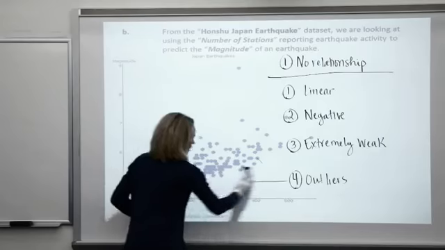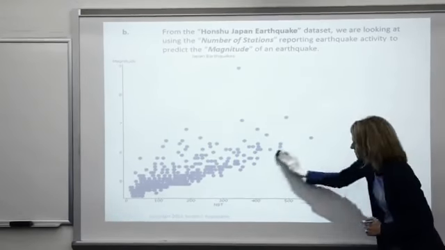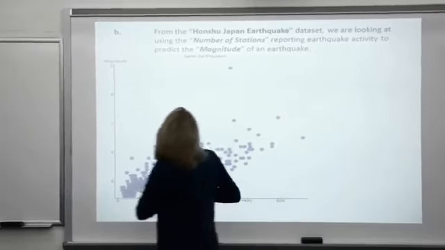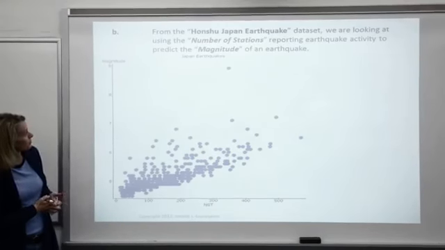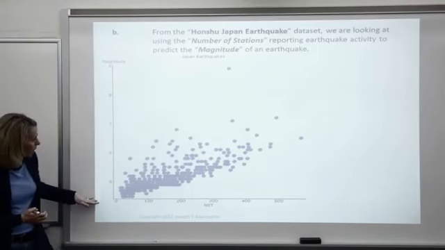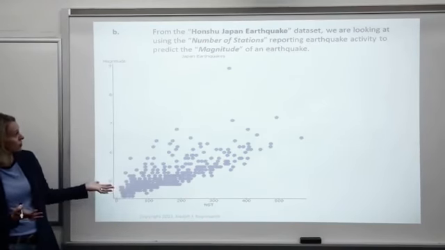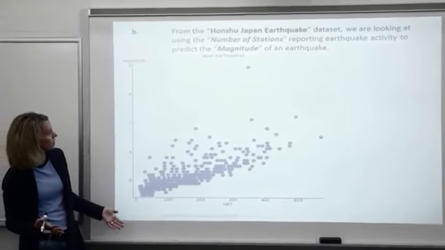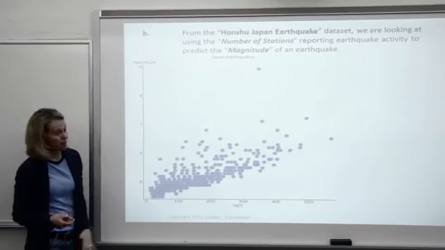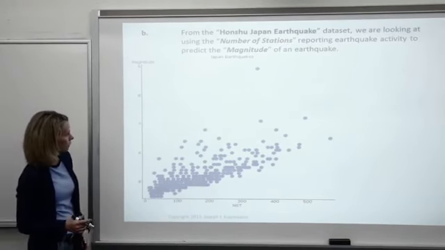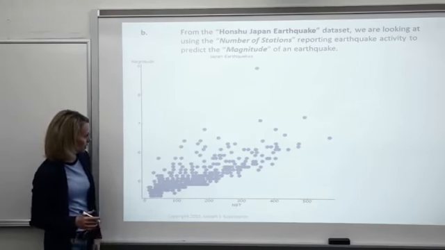Okay, the second scatter plot in your course notes is this one. With this data, we're looking at earthquake data from Japan. And the X variable, the predictor variable this time, is the number of stations reporting earthquake activity. And we're using that to help predict the magnitude of an earthquake. And this one definitely looks like there's much more of a pattern to the points than there was in the last one.